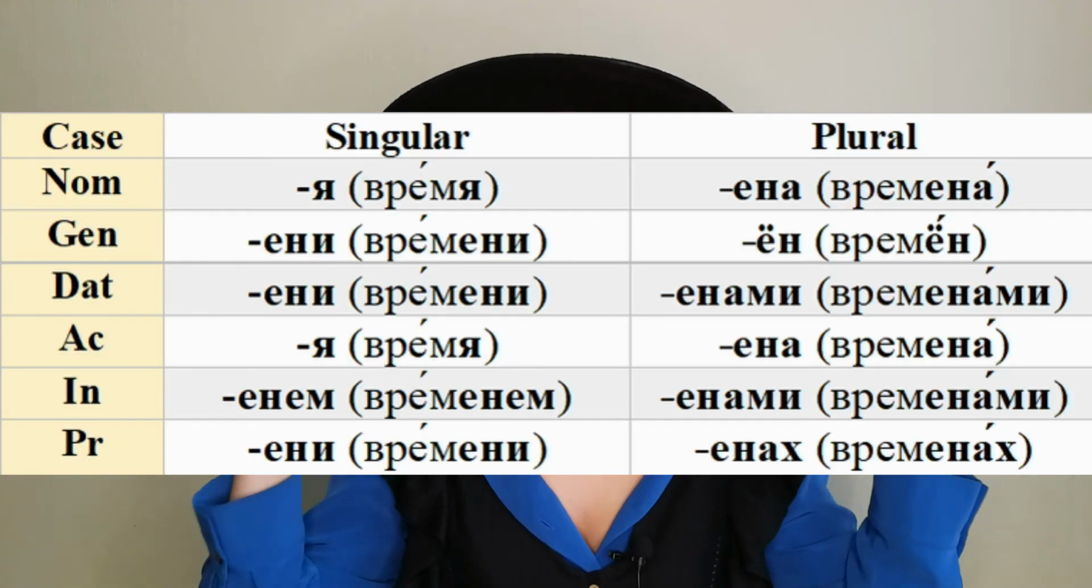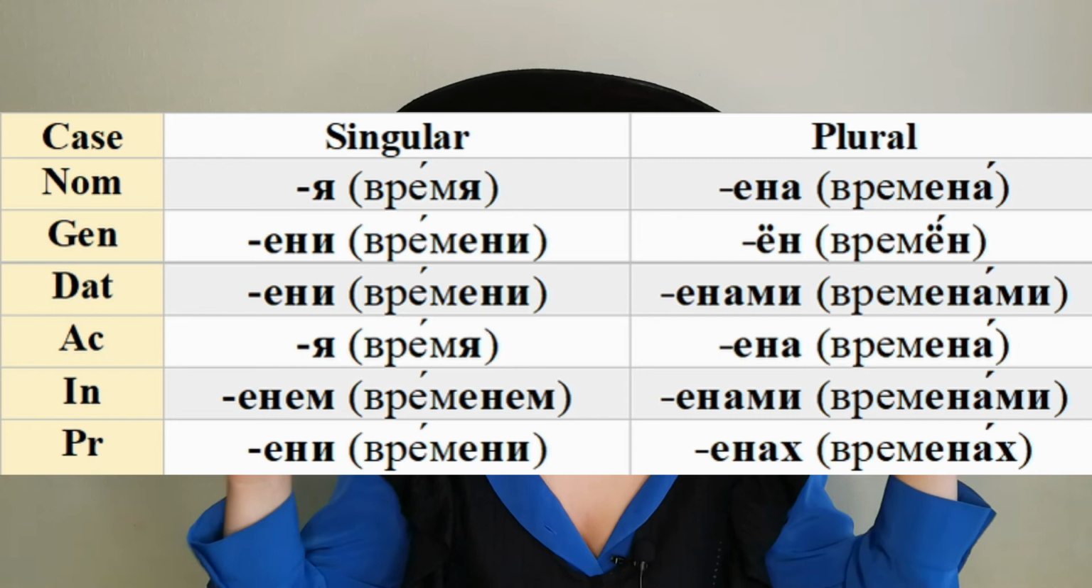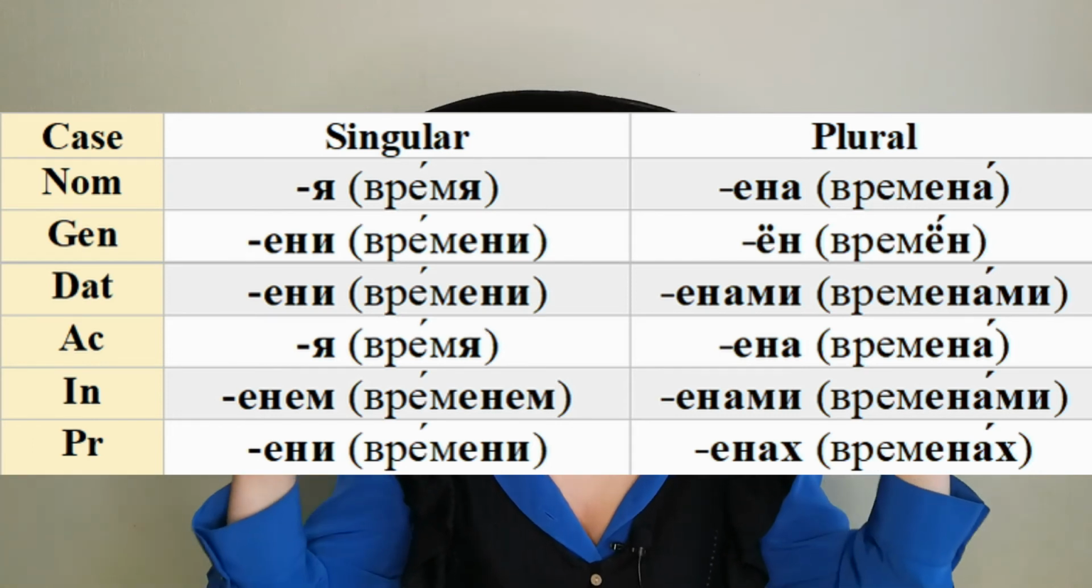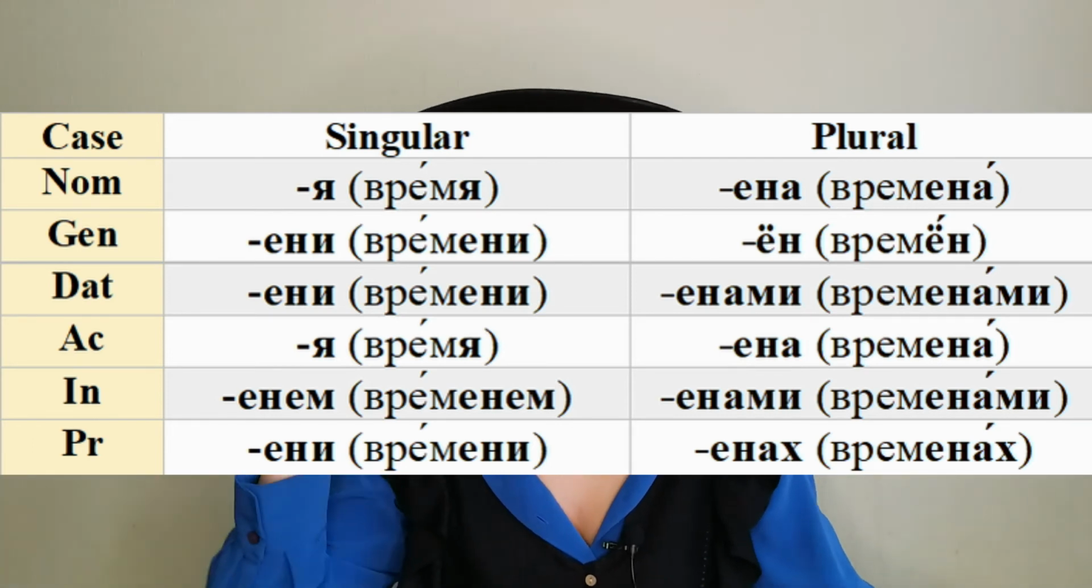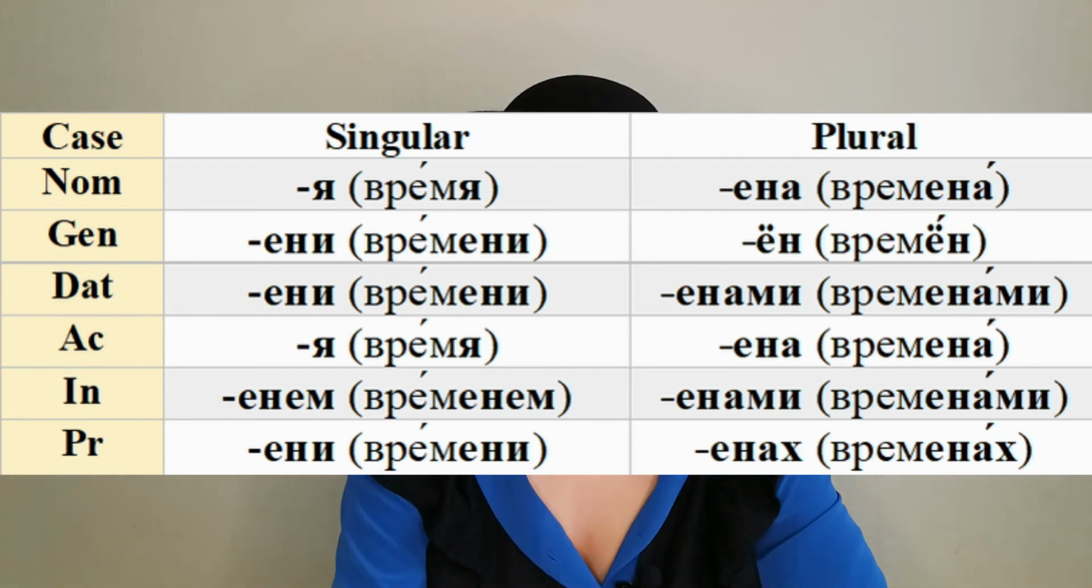And dear friends, for those for whom this information wasn't enough, do you remember we learned these specific words with мя in the end, like время, имя, пламя, and so on. So for those ten words, we have specific endings. And here it is a table. I don't want to read it because it already takes too much time from us. So yeah, here it is a table for those who right now want to have a challenge.